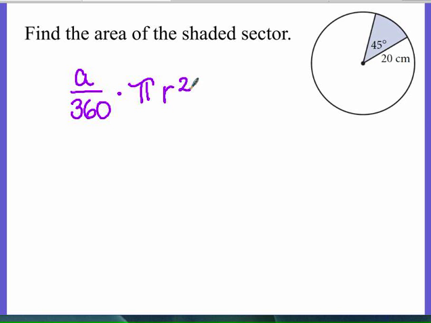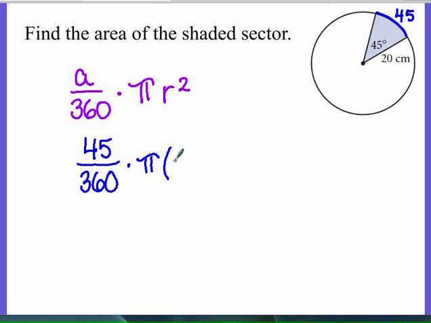So we have to figure out what we know. A is the central angle here, but A also refers to the arc. Remember, those two are equal, we learned that. So this arc is also 45. So I'm going to plug in 45 for A. And what am I going to plug in for R? 20. Okay, so what is 45 divided by 360? 0.125. It's basically 1/8. Okay, times pi times 400.